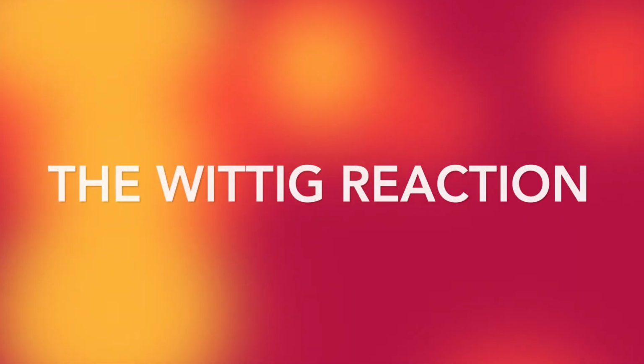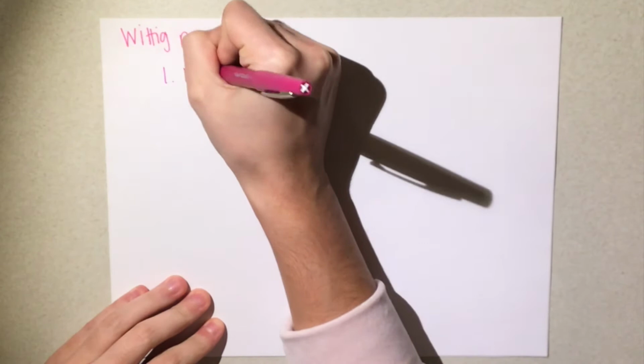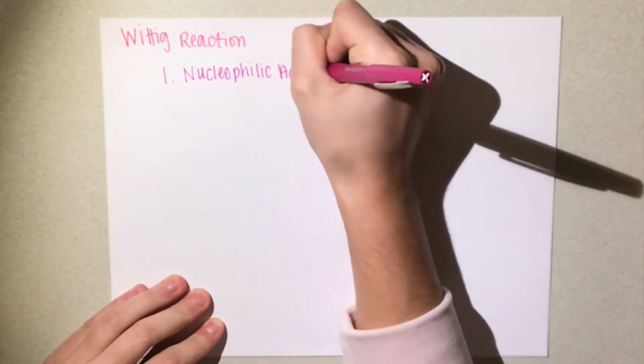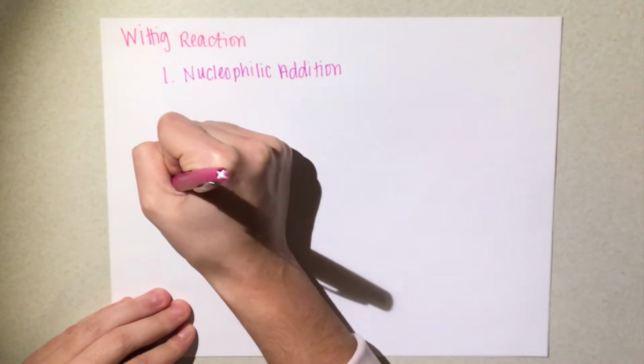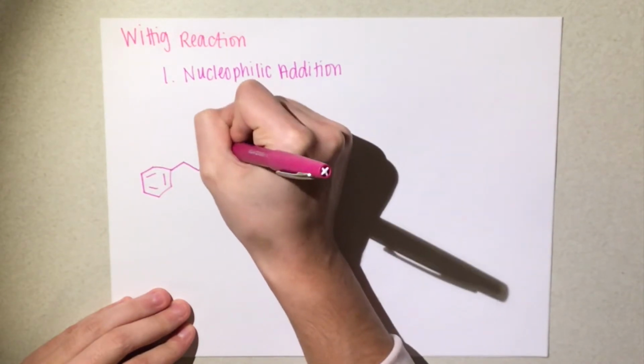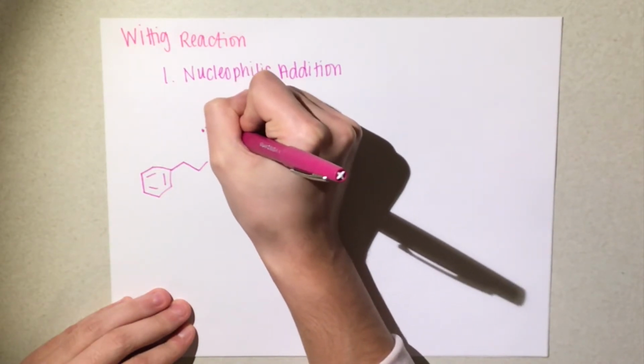Now that we understand how to synthesize the Wittig reagent, we can put it to use in the Wittig reaction. The first step of the Wittig reaction is nucleophilic addition. To reiterate, the Wittig reaction will convert a ketone or an aldehyde to an alkene. In this example, an aldehyde is used.